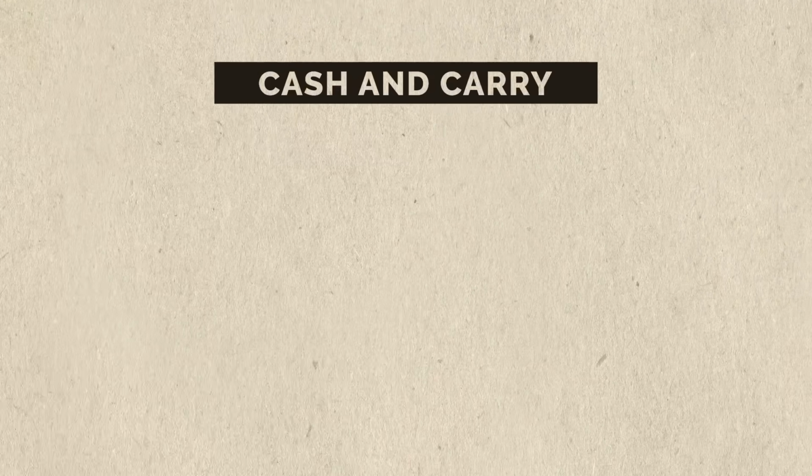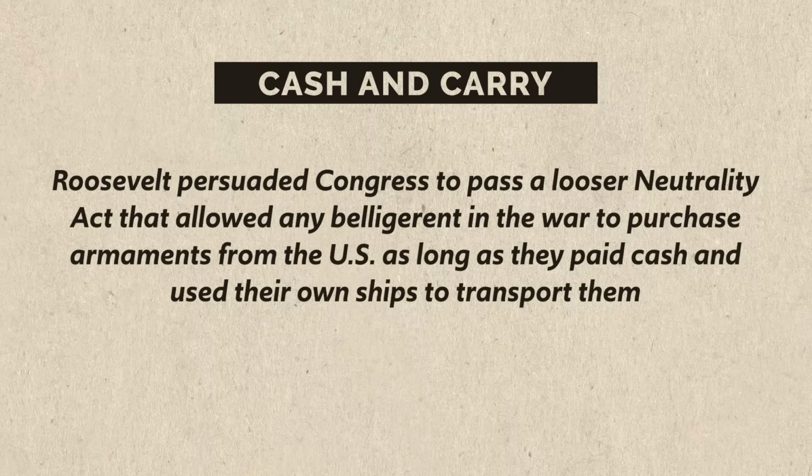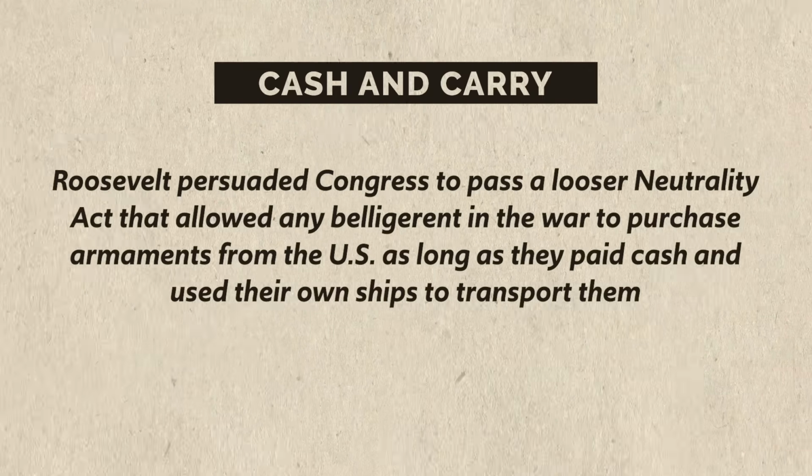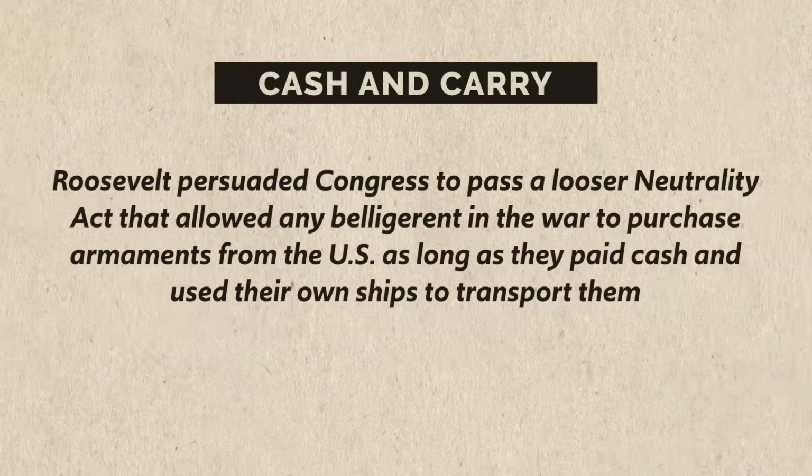And here's where we get to President Franklin D. Roosevelt's attitude towards the war, and I would call him sort of like an intervening isolationist. He was deeply sympathetic to Britain's cause and thought that U.S. involvement in the war was proper, but he didn't have the support of the largely isolationist American public. So he led America to get involved in the war without appearing to be involved in the war. Let me explain. Roosevelt began gradually giving aid to the Allies, most notably to Great Britain. First was the Cash and Carry program, and under this program, Roosevelt persuaded Congress to pass a looser Neutrality Act that allowed any belligerent in the war to purchase armaments from the U.S. as long as they paid cash and used their own ships to transport them.